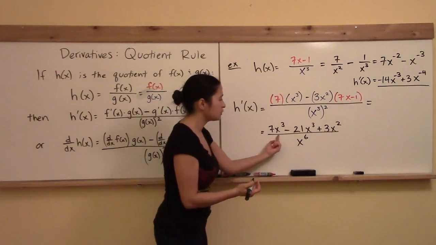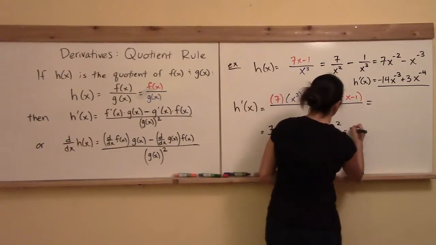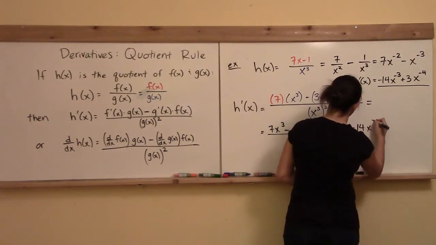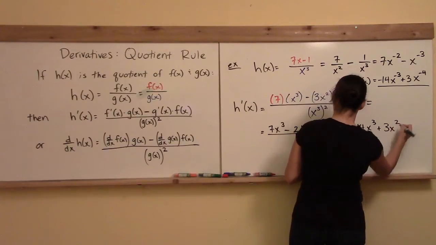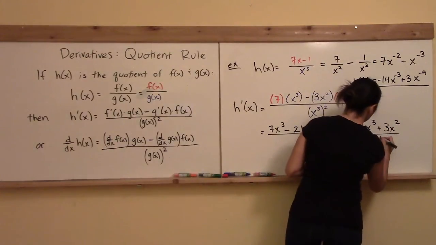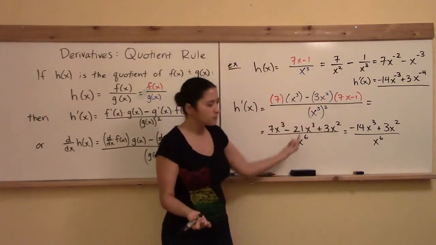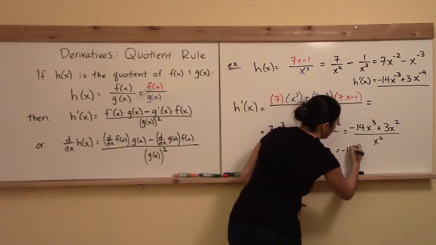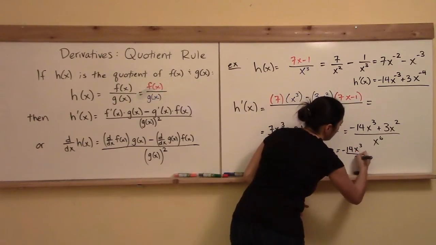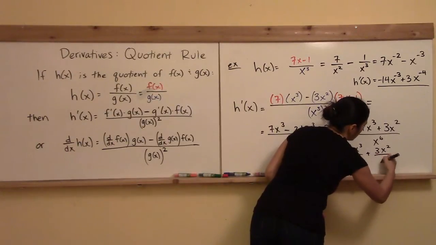Like here's 7x cubed, and there's minus 21x cubed, right? So that would be altogether a minus 14x cubed. And then over here we have the 3x squared, and that's all over x to the 6. Is it the same as what I got before? There's one more thing that I need to do, which is to take each one of these terms and individually divide them by x to the 6, just like I'm doing here.